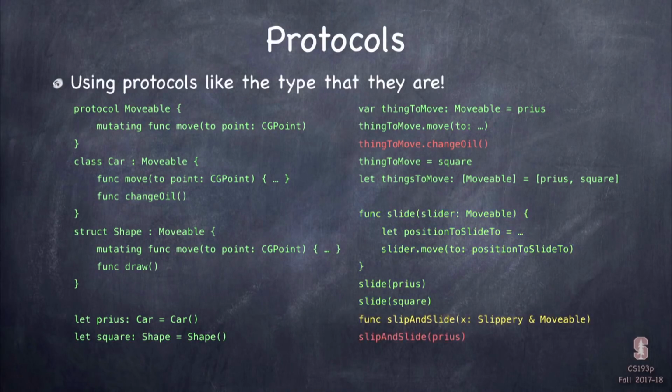It is possible, by the way, to have functions that take an argument that has to implement multiple protocols. So here, in this function, slipIn, its argument x has to implement Movable and it also has to implement something called Slippery, which is not shown on this slide. So now I cannot say slipInSlide Prius, because while Prius is Movable, it's not Slippery. And so this would not be allowed. Swift would complain here. But that's how this little ampersand makes it so it takes multiple. It requires multiple protocol conformance.